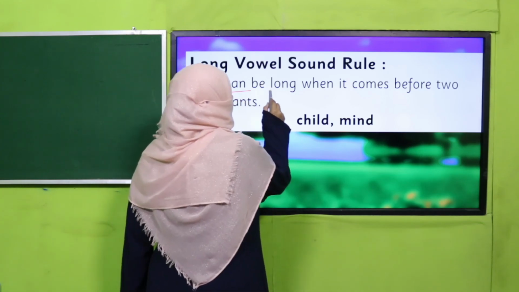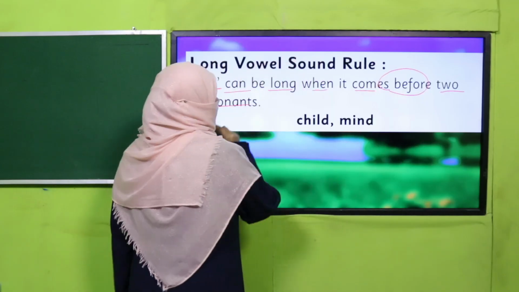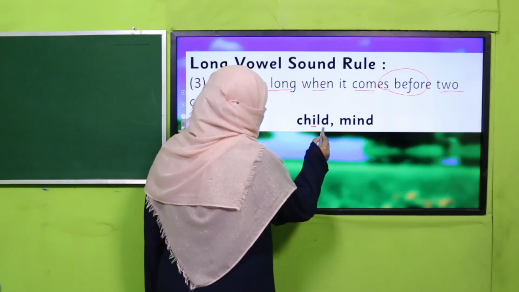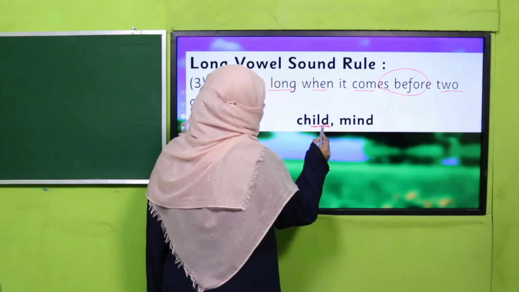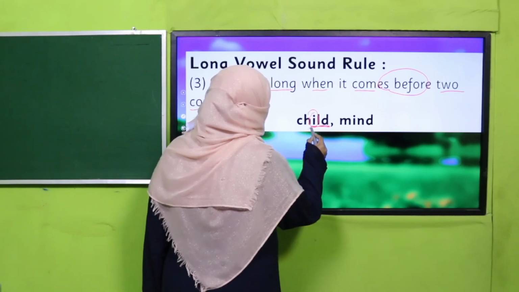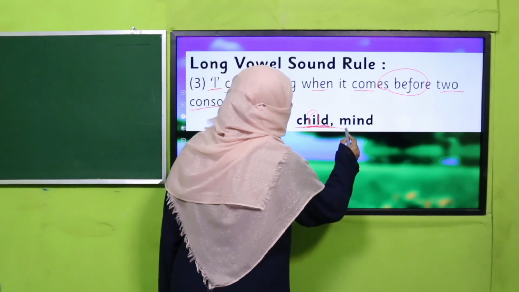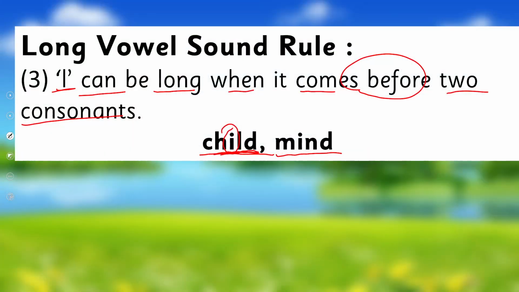Right? Okay. And the third rule is the rule of I. I can be long when it comes before two consonants. When you see the vowel letter I and you find at least two consonants after it, it will have its long sound. And what is that? I. Child, mind. Okay, this is how we pronounce such type of words.